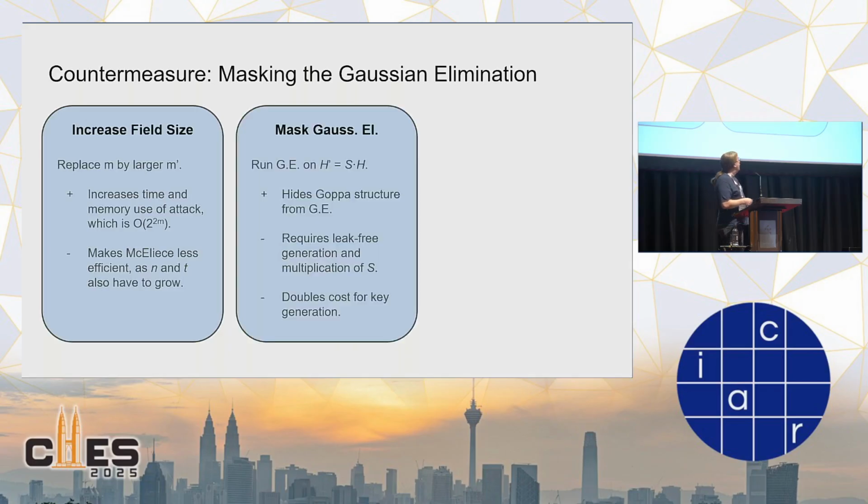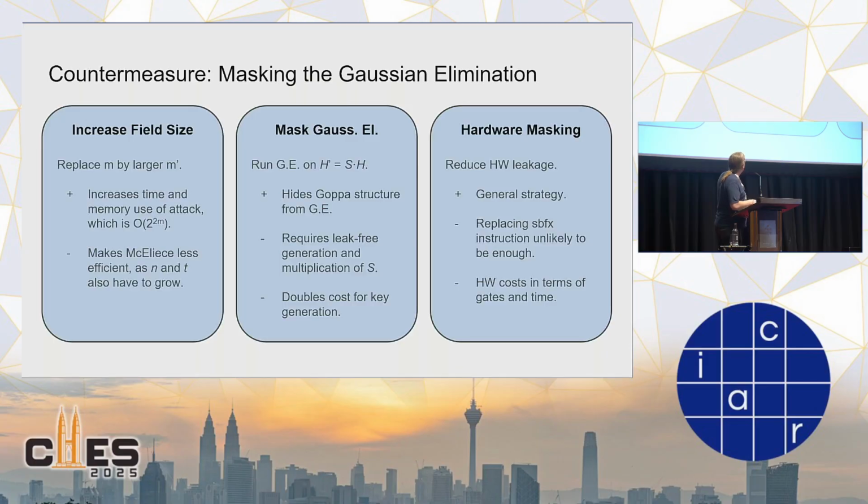Then you can try to mask the Gaussian elimination by applying an invertible matrix S to the Goppa code, and then, of course, the codebook doesn't correspond anymore to the actual columns, and the leak doesn't work. But you need to hide this S and also the matrix multiplication. You have to tell me if it's worth it, if masking of multiplication of two matrices and generation of an invertible matrix is easier than masking the actual Gaussian elimination. I don't know. Also, it doubles the cost for key generation.